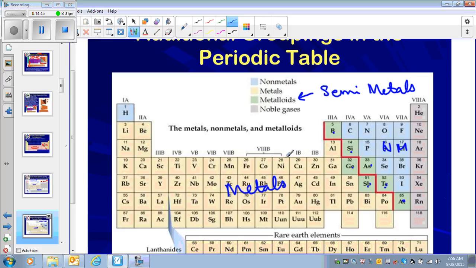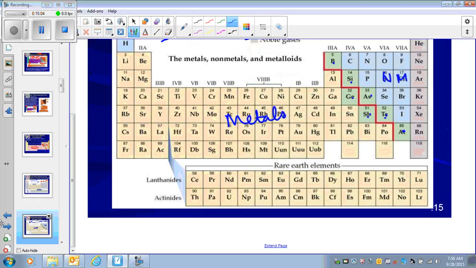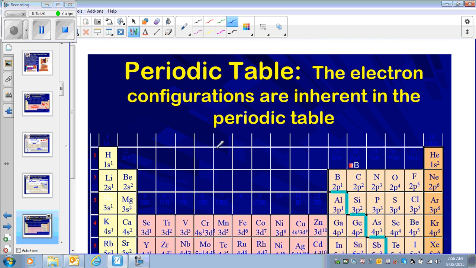You need to know the grouping: non-metals, metals, metalloids, and these are called noble gases. Noble gases, or inert gases, because they don't react. So they're the same thing. I will give you the names of others too. And then here at the bottom are the rare earth elements. So this is another way of grouping the periodic table.